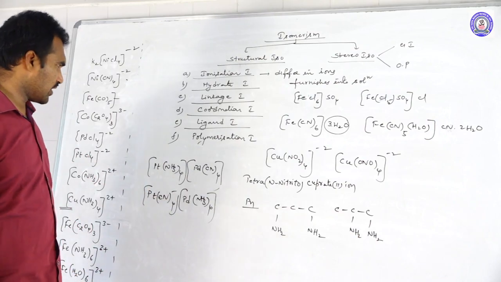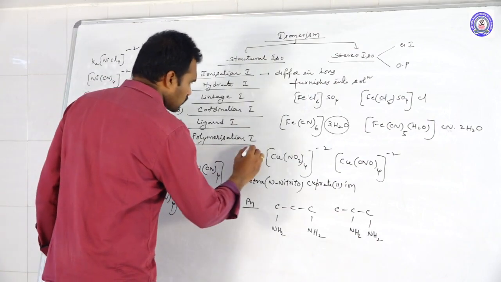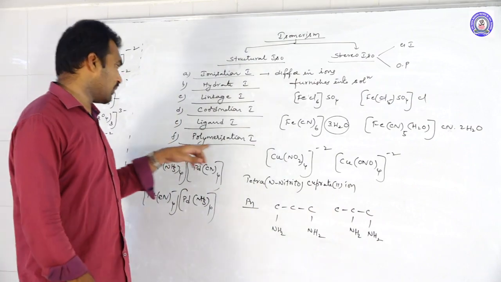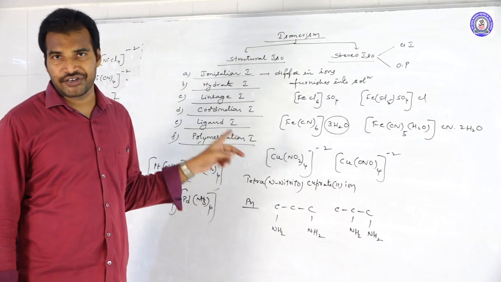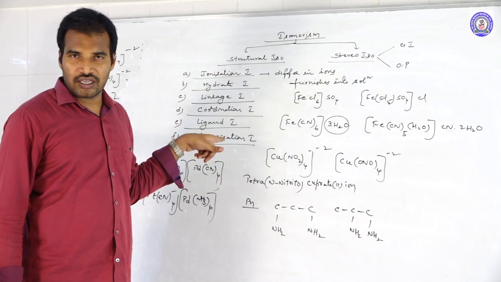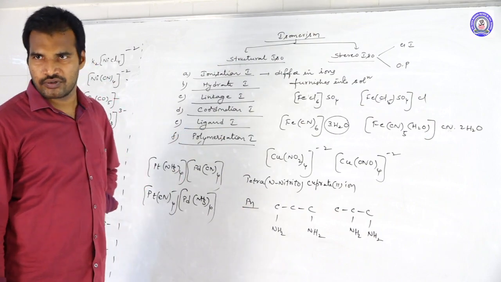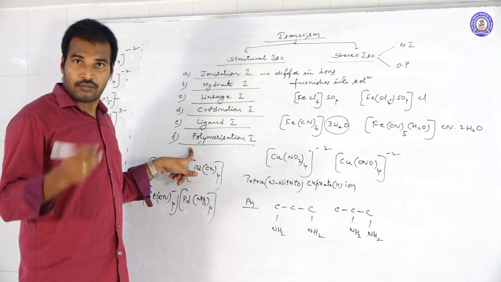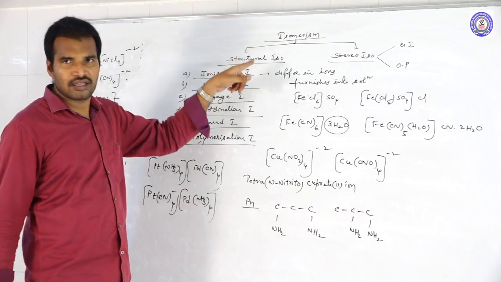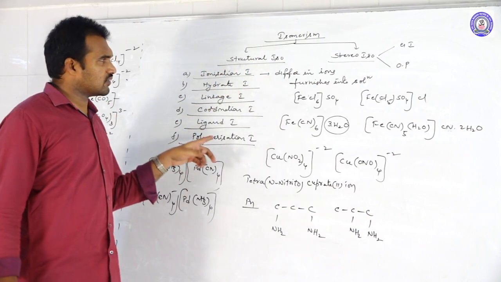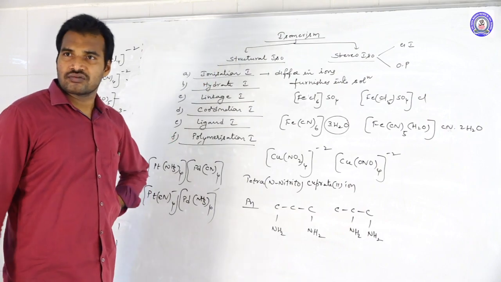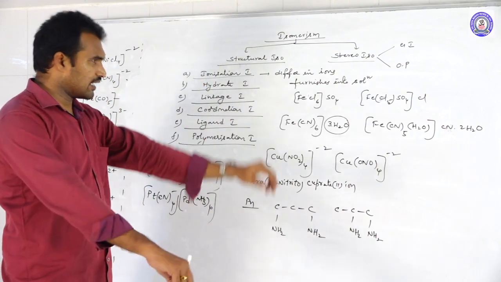And finally, polymerization isomerism. What is polymerization isomerism? In fact, this is not a true isomerism. I already told you this is a false isomerism. Why? Because the molecular formula may be different, but their empirical formula remains the same. Okay, how is it possible? Sometimes it is possible. The molecular formula is different, but the empirical formula is the same. So if the empirical formula is the same, how can we consider them as structural isomers?